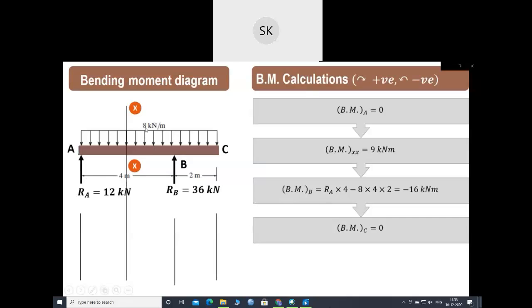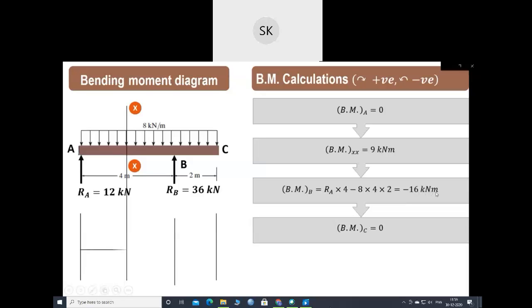Whereas this 8 into 4, it is the UDL which we are converting into point load, and it will be acting at the half of this 4 meter length. So 8 into 4 into 2. But as it is acting in the downward direction, it will produce the anti-clockwise moment about point B. So 8 into 4 into 2, that will be the moment of the UDL load, and that value comes out to be minus 16 kilonewton meter.